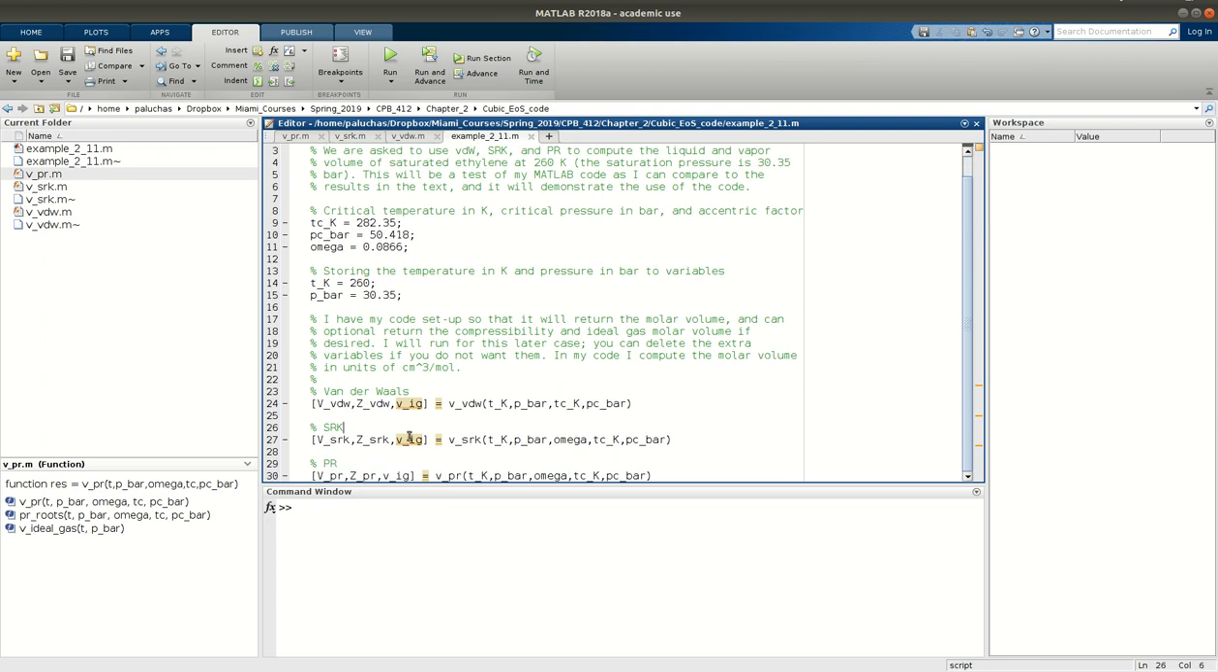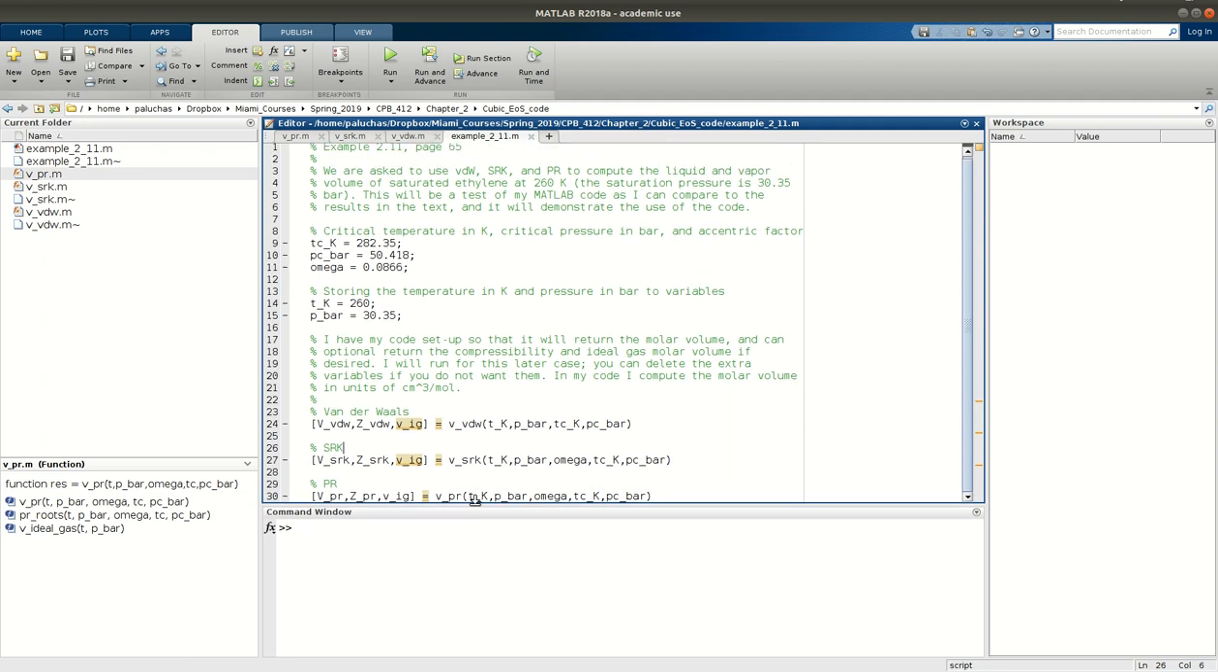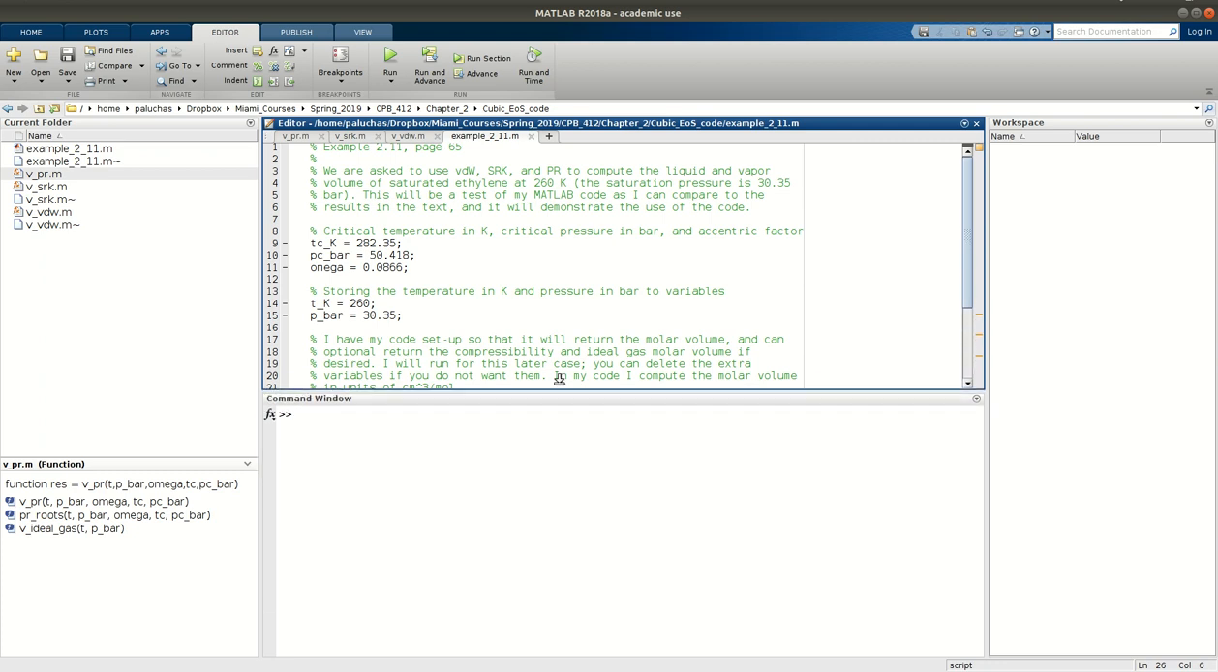In all cases, I'll return molar volume. If I get more than one real root for z, it'll return all of the real molar volumes as a vector. If there's only one real root, it'll just return the one. There are additional optional output variables of compressibility and ideal gas molar volume. We're going to get them all here so we can see them for comparison. I would call it with the function name and then all the inputs required to get it to run.